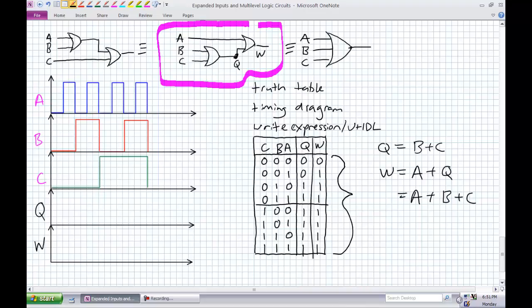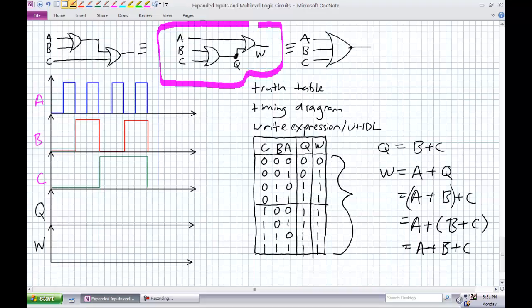So I'm going to write the expressions for these things. I could say A or B, the result of that, ORed with C, is equivalent to A ORed with the result of B or C. And I could also write A or B or C. They're all equivalent via the associative property of OR gates.